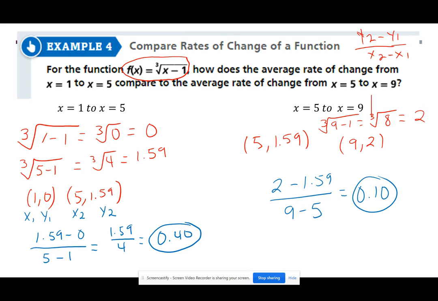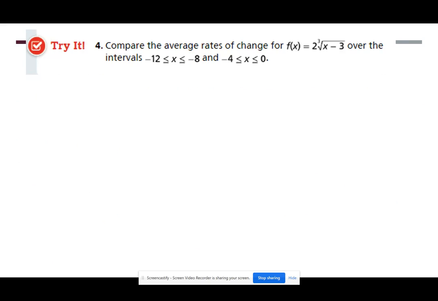And then we're going to compare these two. So which one of those two numbers is bigger? So if you look at the tenths column, I have a 4 on the left and I have a 1 on the right. So therefore, the left one is greater. So you can either use your inequality symbols or you can write a sentence and say the average rate of change between x equals 1 and x equals 5 is greater than when x equals 5 to x equals 9.